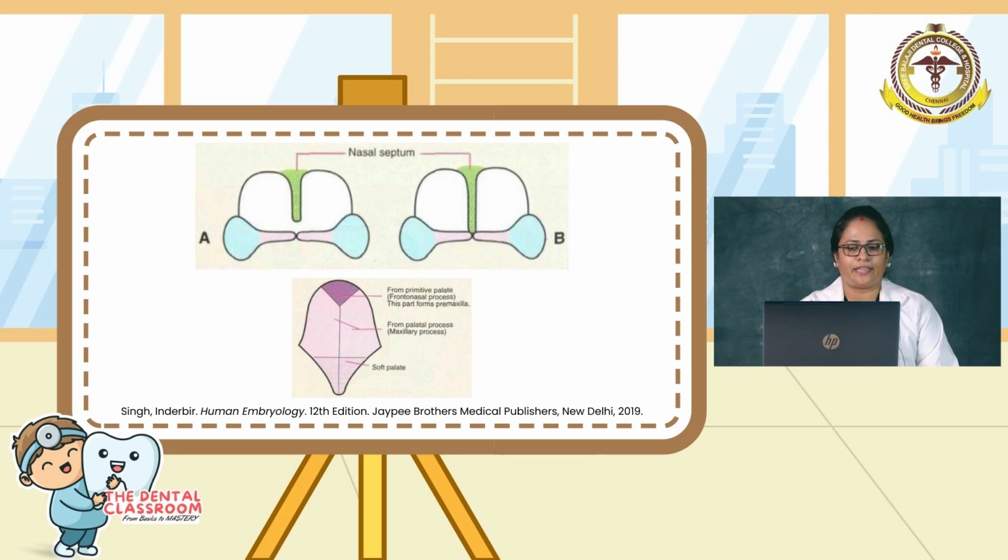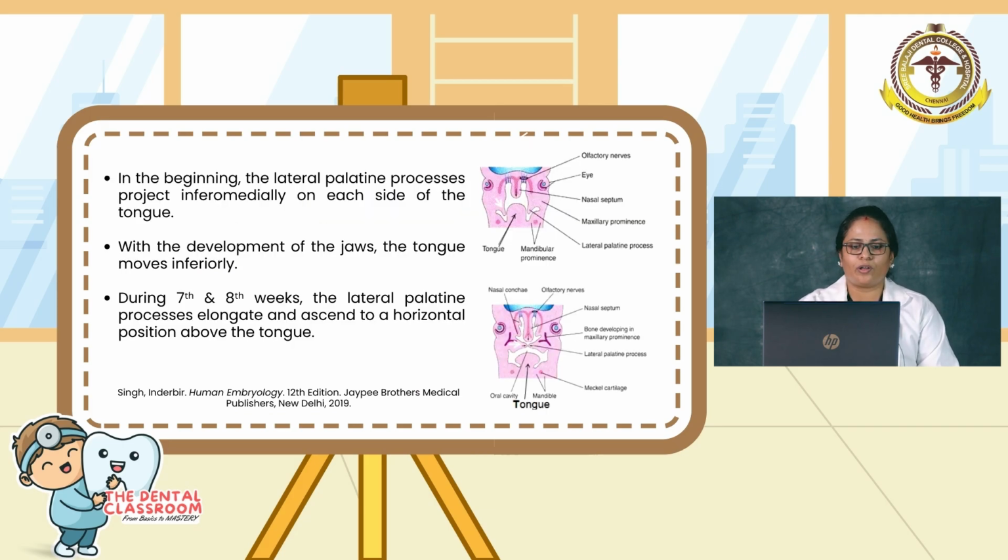If you look at this picture, in the beginning, the lateral palatine shelves project downward on either side of the tongue. As the jaw grows, the tongue gradually descends, creating a space. By around the 7th to 8th week, the palatine shelves rise up, swing inward and position themselves horizontally above the tongue, ready to fuse.